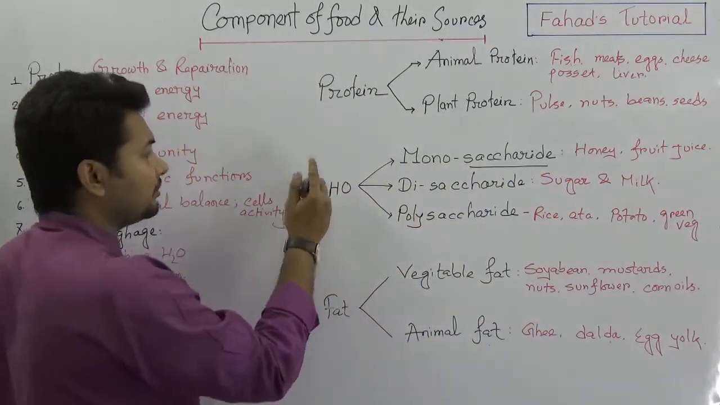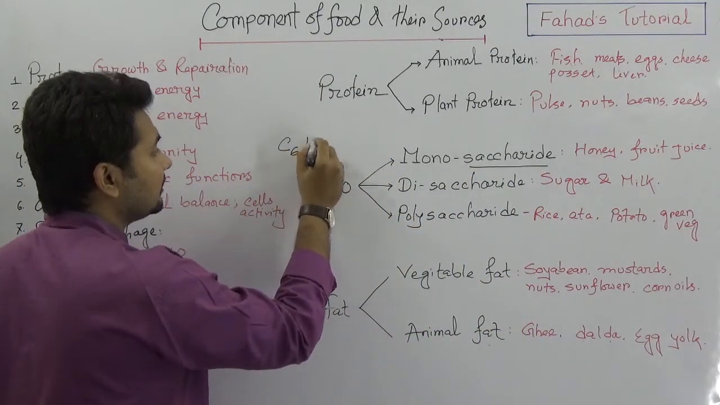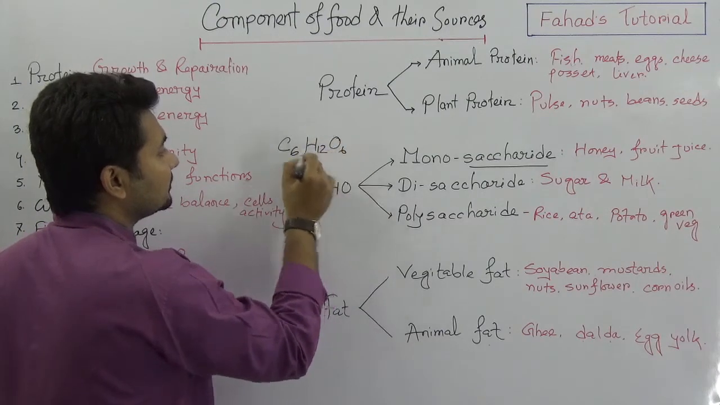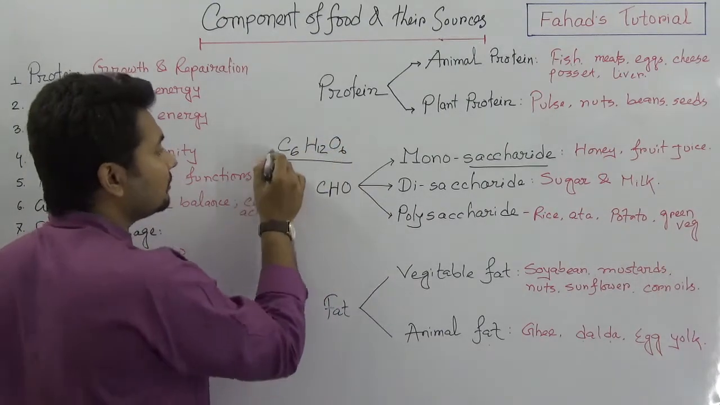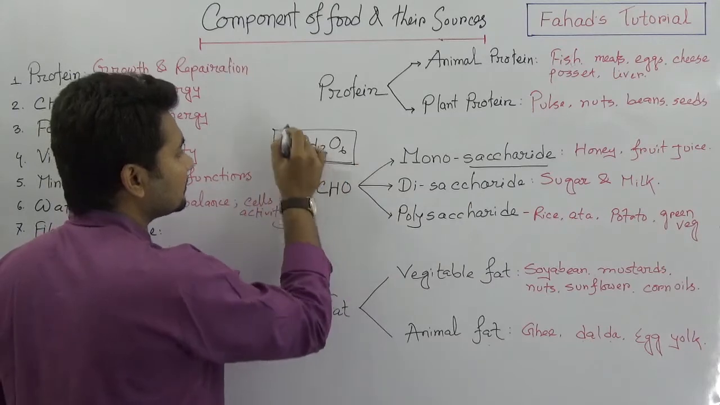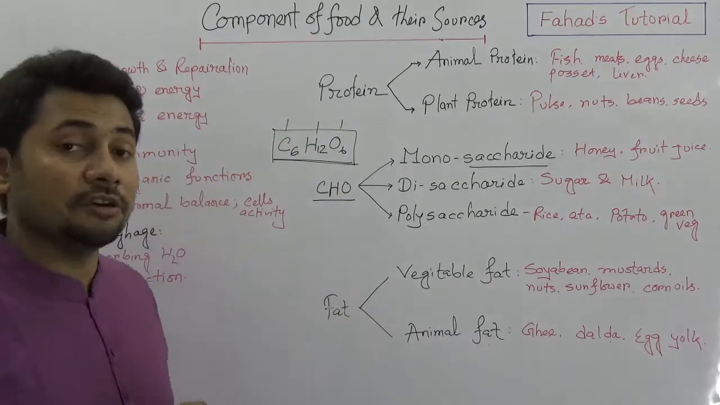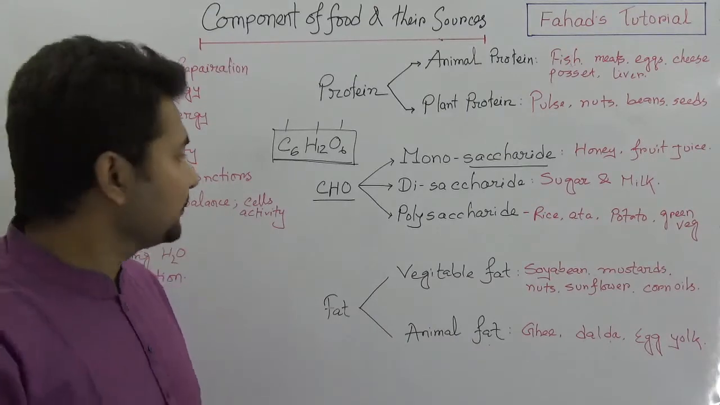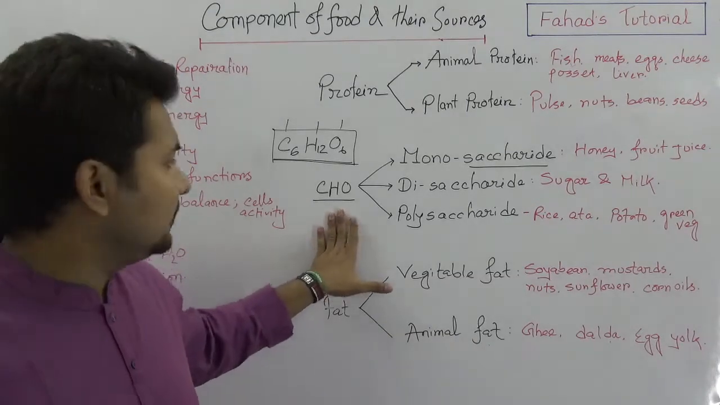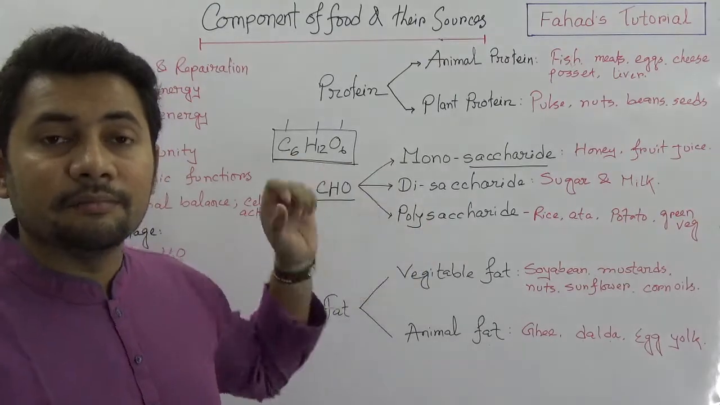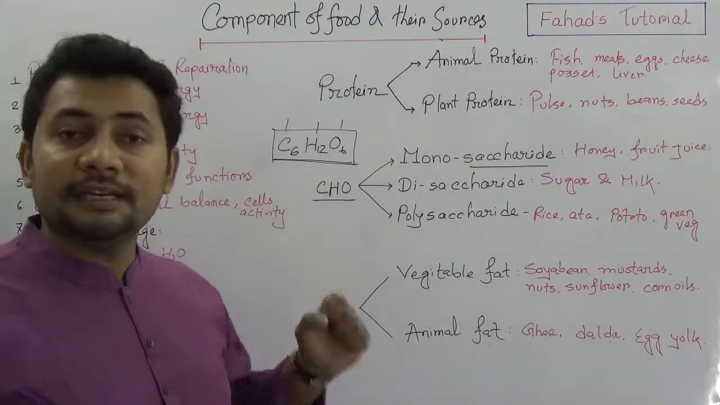A very well-known carbohydrate is C6H12O6. This is glucose. In the glucose molecule you can see carbon, hydrogen and oxygen. That is why I wrote CHO as a short form of carbohydrate. So carbohydrate has three different types: monosaccharide, disaccharide and polysaccharide.